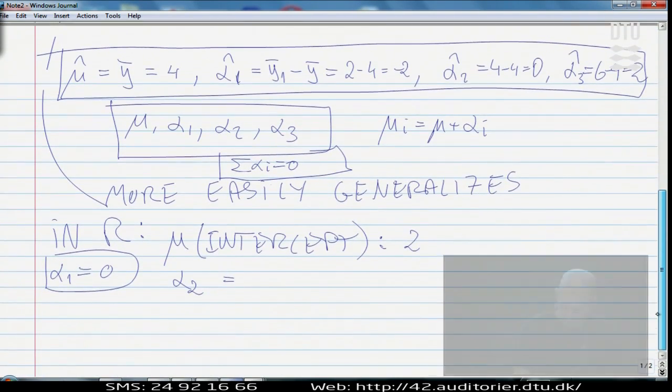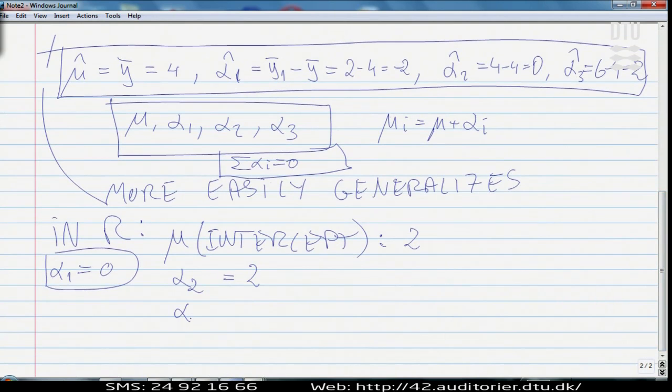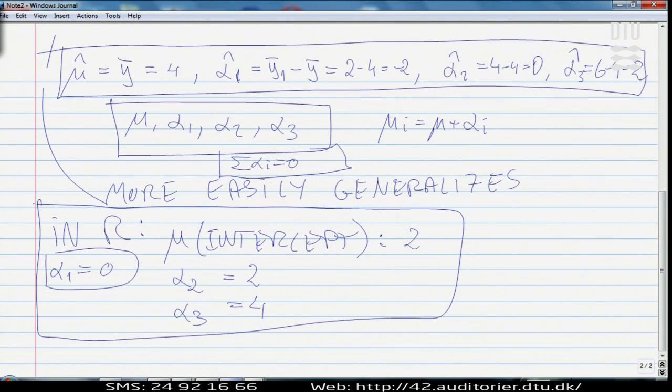What is the difference between the first and the second group? That is 2. What is the difference between the first and the third group? That would be 4. This would be the R solution by default, not telling us 4, -2, 0, and 2. No, telling us 2, 2, and 4 with the underlying assumption that alpha 1 is set to 0. It's telling us the same story, but in a different way. We need to acknowledge that when we are to interpret some of the output from R, potentially.